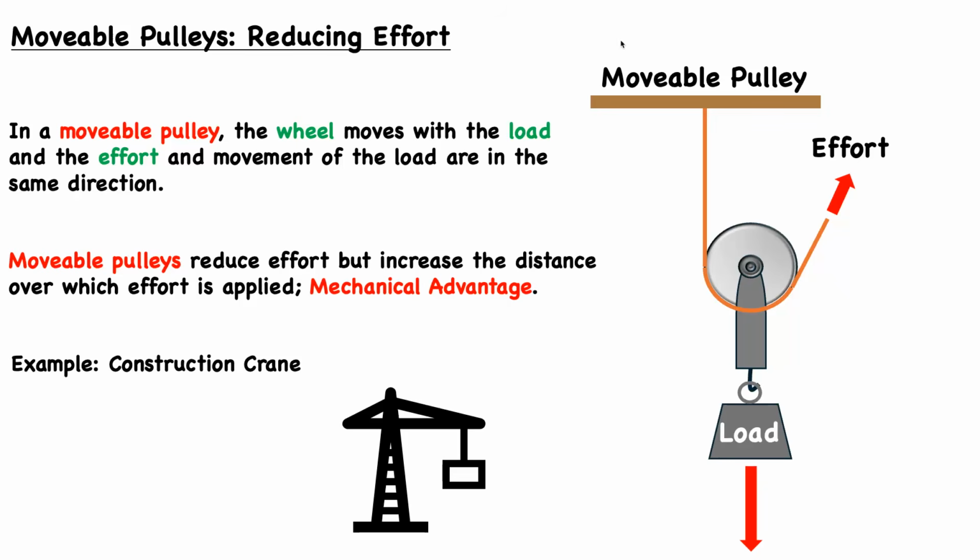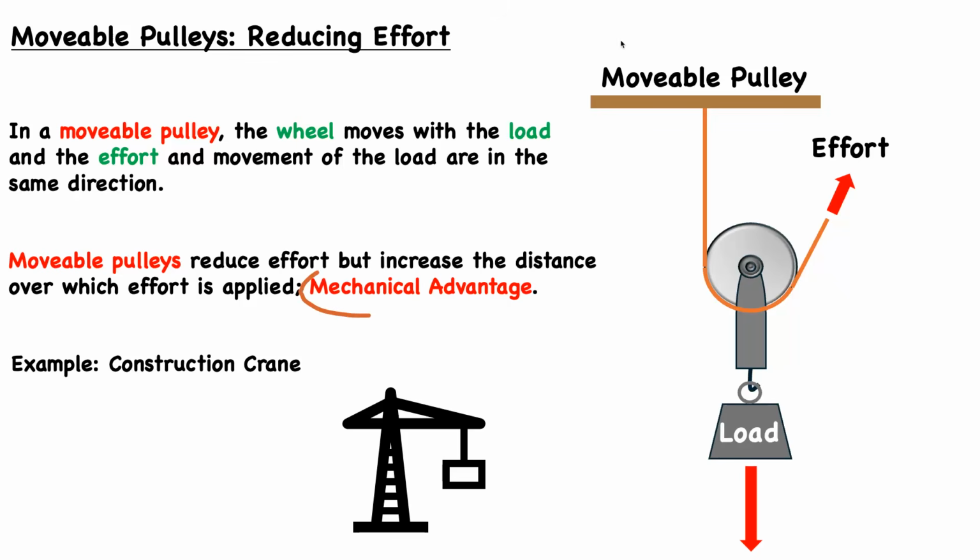So the next type of pulley, the second main type, is called a movable pulley. And again, as the name suggests, in a movable pulley, the wheel moves with the load, and the effort and the movement of the load are in the same direction. So again, referring to our illustration here, rather than being fixed in place, actually the pulley will move with the load. So as the load moves up, as the load is lifted, the pulley will come with it. So in this case, they do reduce the effort, but increase the distance over which effort is applied.